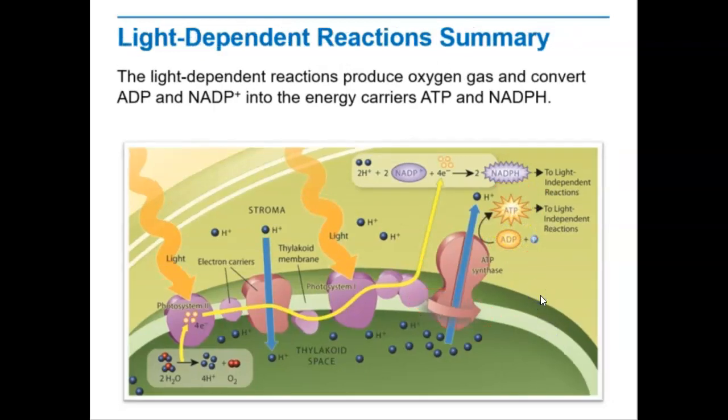Okay, so here is the light-dependent reaction summary. We've gone over all the different steps. We go from photosystem 1, where it's breaking down water into 4 hydrogen ions and 2 oxygens. We have the electron transport carrier, where we're pumping these hydrogen ions into the thylakoid space. Then we have photosystem 2, where the NADPH is created, and then last but not least, ATP synthase, which converts ADP and a phosphate into ATP.